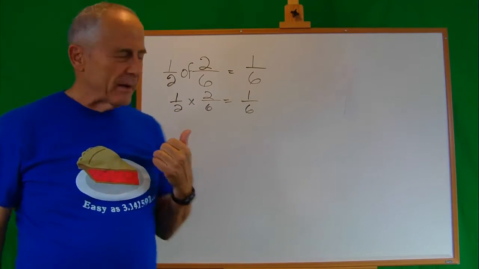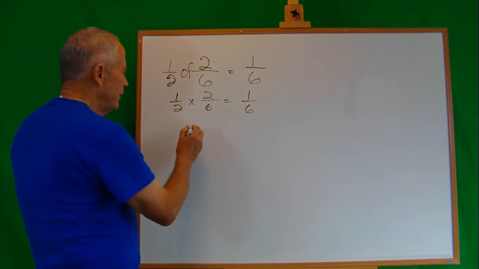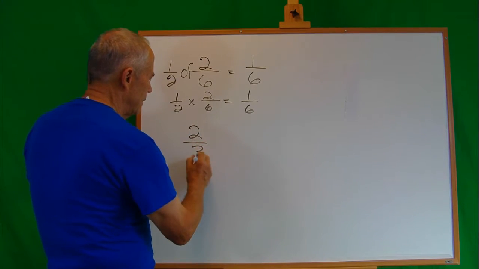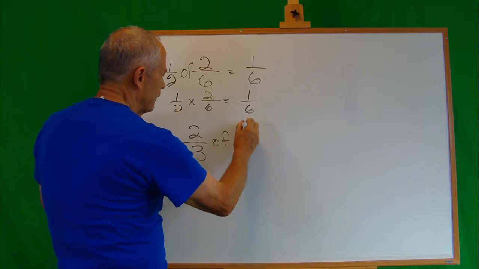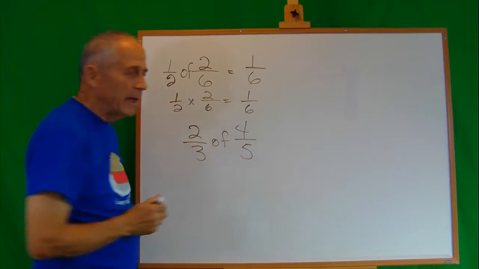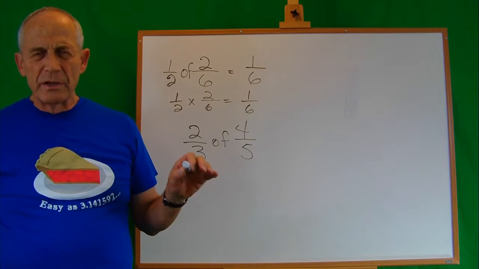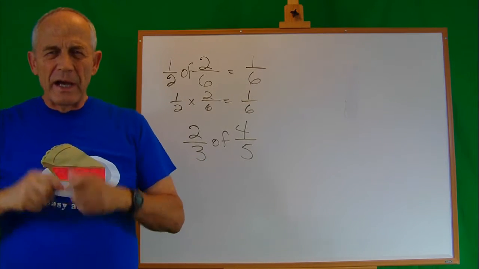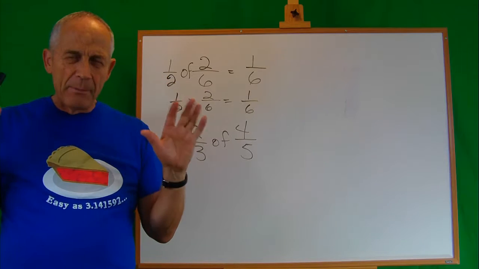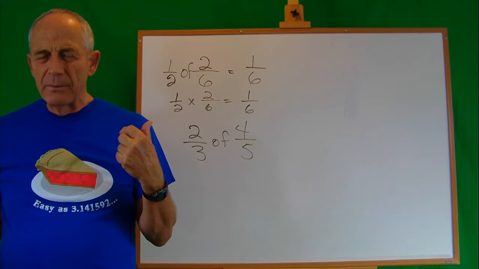What we're going to talk about now is 2/3 of 4/5. And we're going to talk about it that way. We're not going to put the multiplication in there just yet, because I think you can envision what happens better if you think about this.